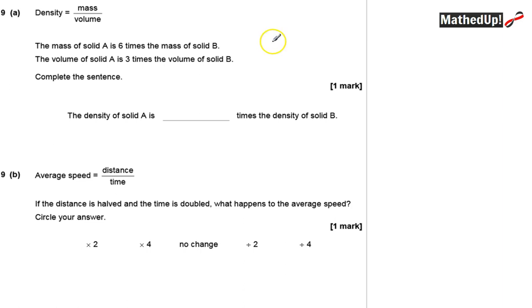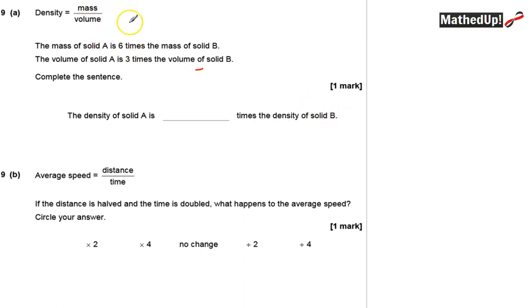Question 9. Density is equal to mass times volume. The mass of a solid A is 6 times the mass of solid B. The volume of solid A is 3 times the volume of solid B. We need to complete the sentence, the density of solid A is something times the density of solid B. Well, let's see what happens.